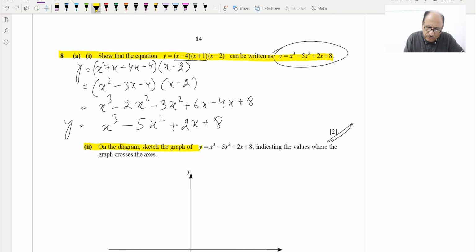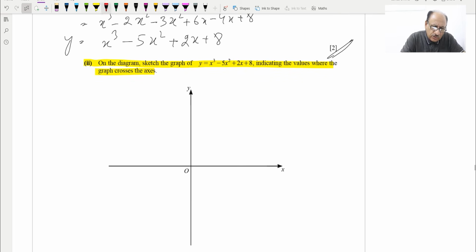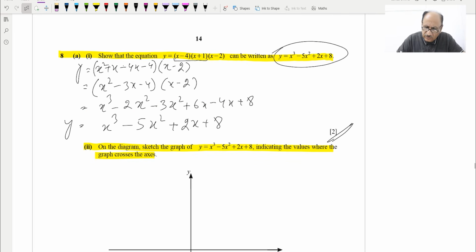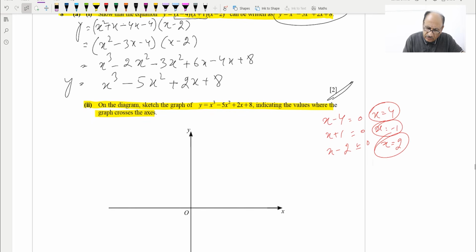Now the second part: on the diagram, sketch the graph of the same equation, indicating the values where the graph crosses the x-axis. So we need to sketch it, and we check x minus 4, x plus 1 and x minus 2 are equal to 0. If we put these, we will get x is equal to 4 and x is equal to minus 1 and x is equal to 2. These will be the 3 points where it's intersecting the x-axis.